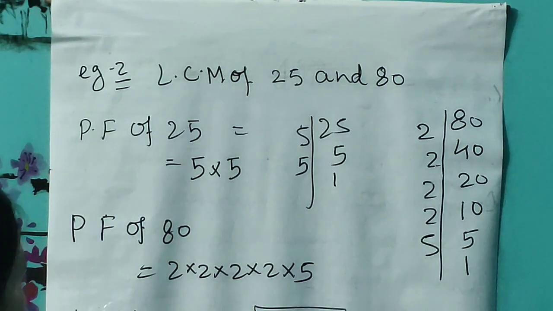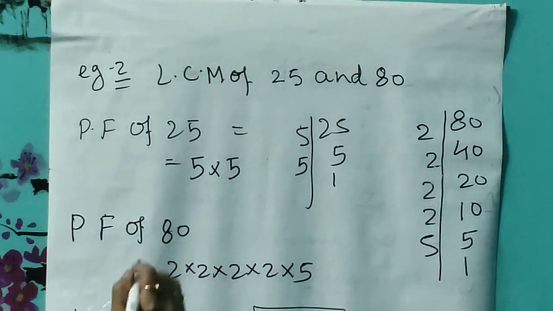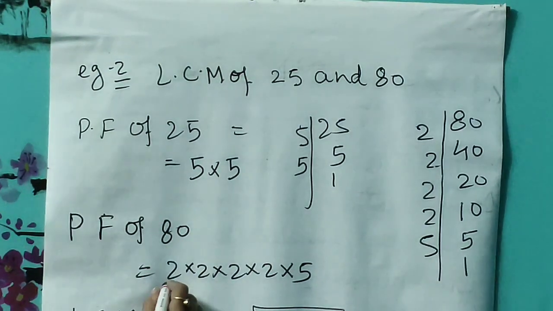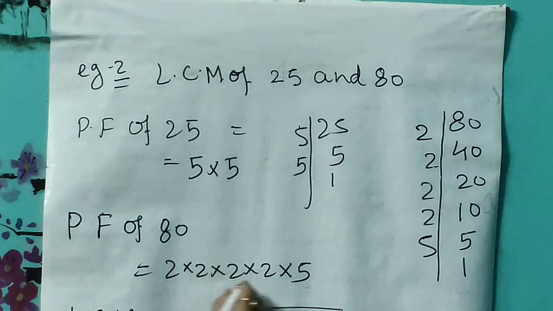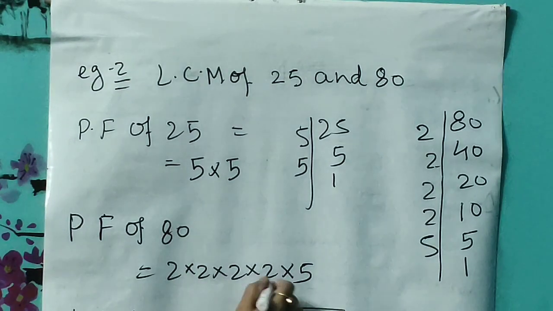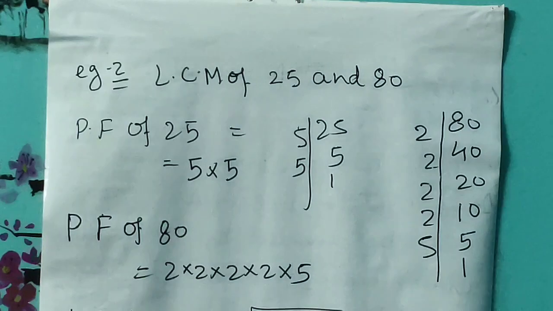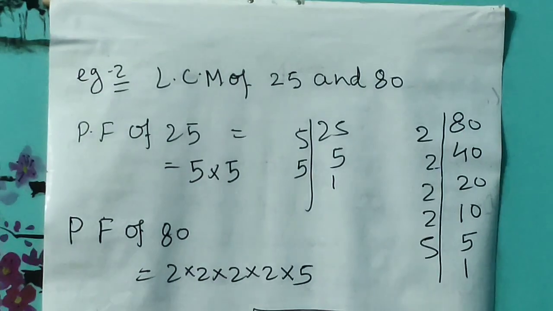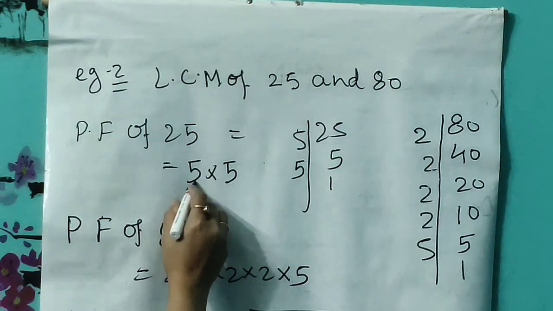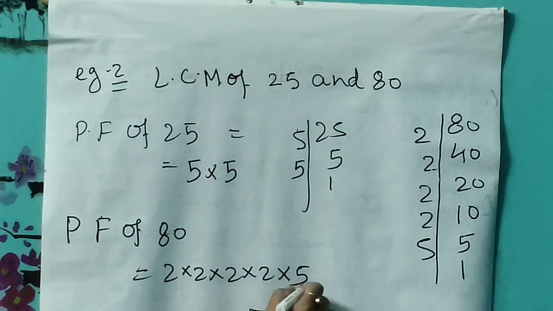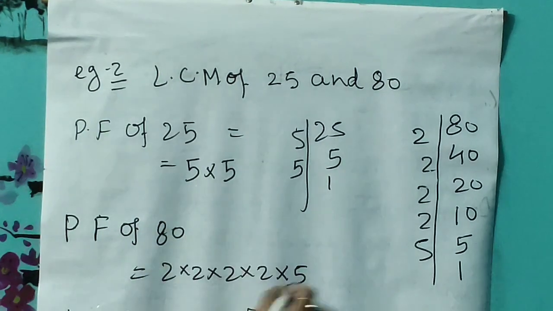Now see here, two factors are there: 5 is a factor and 2 is a factor. First we will see how many times 2 appears. 1, 2, 3, 4 times. The maximum number of times 2 appears is 4 times, so we will take 2 four times in the LCM. Now 5: how many times does 5 appear at maximum? 5 appears 2 times here and 1 time there. Which one is maximum? 2 is maximum, so we will take 5 two times.